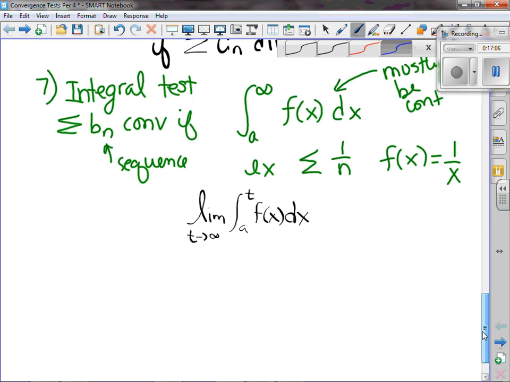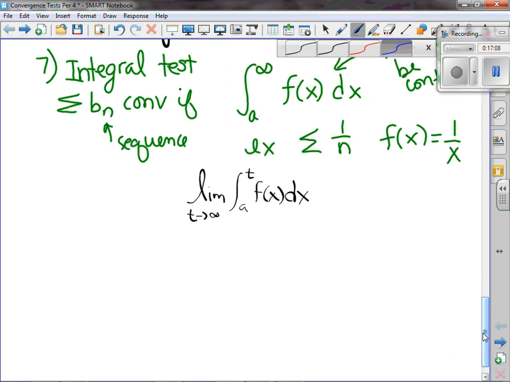The integral has to have a limit. It can't be undefined. It really doesn't matter what number you start with, or what happens in the beginning. It's what happens when you get way out.